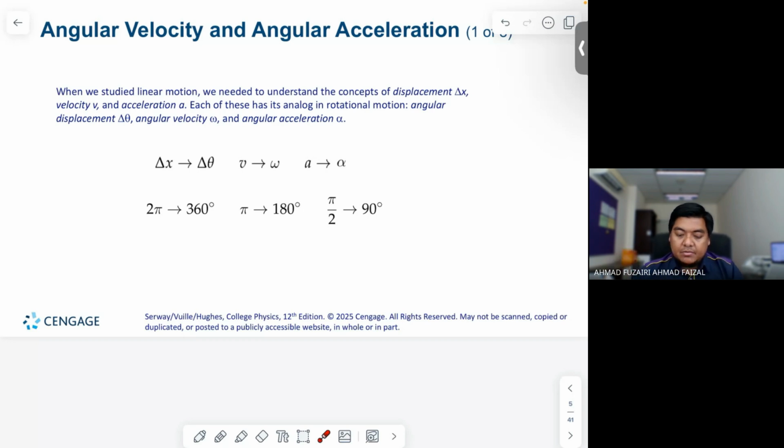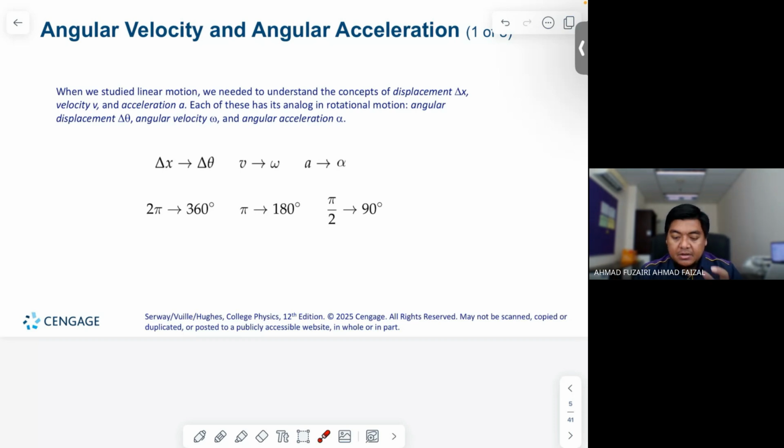Delta theta means the angular displacement. And for example, we have v, a velocity in linear motion, which can be related to the angular velocity, or omega here. Omega, a Greek letter. And the acceleration a in linear motion can be referred to as alpha, which is the angular acceleration. Everything got angular, angular, angular.